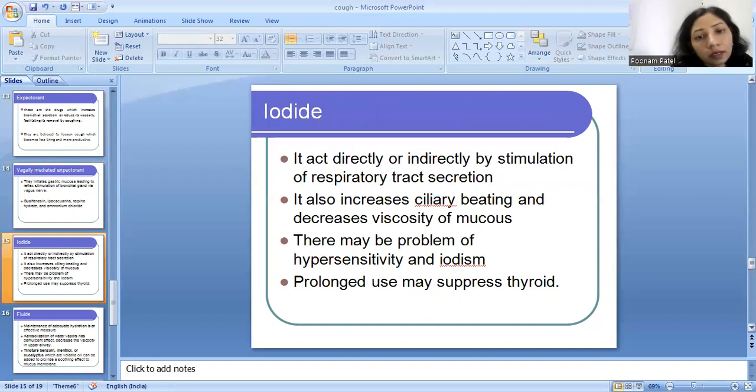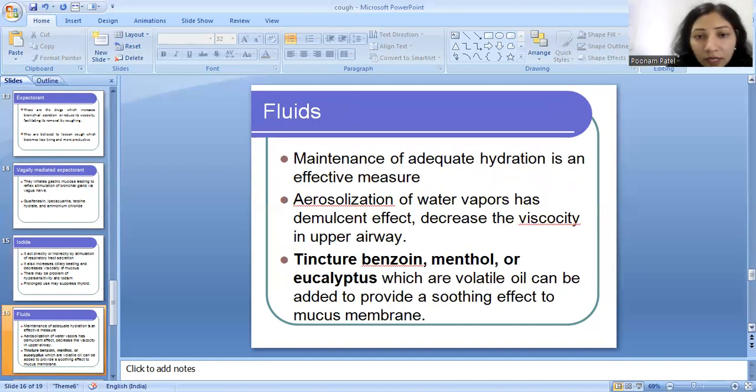Then iodine, it acts directly or indirectly by stimulation of respiratory tract secretion. It also increases ciliary beating and decreases viscosity of mucus. There may be problem of hypersensitivity and iodism. Prolonged use may suppress thyroid. Then come to fluids. Maintenance of adequate hydration is an effective measure. Aerosolization of water vapor has a demulcent effect, decreases the viscosity in the upper airway. Tincture benzoin, menthol, or eucalyptus, which are volatile oils, can be added to provide a soothing effect to the mucous membrane. Remember, it is the cheapest therapy which we can use in cough.